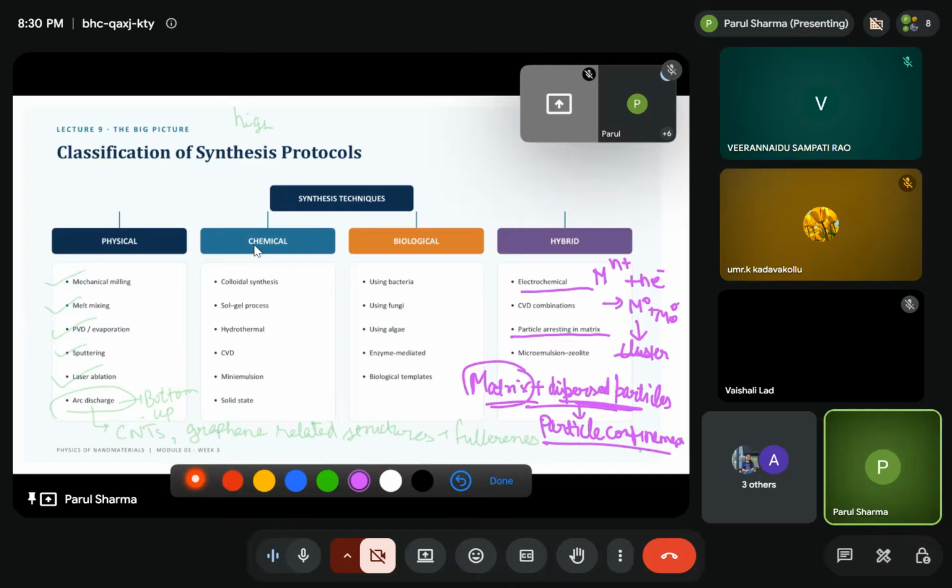So arresting here means that the matrix will restrict the motion or movement of the particles, preventing them from coming together and forming a larger particle. Suppose we have atoms, they will form small clusters and it will give us the nanoparticle. So what is the matrix? What is meant by matrix here?